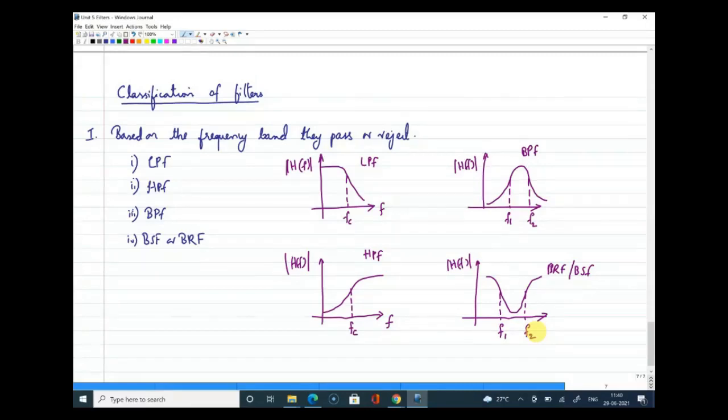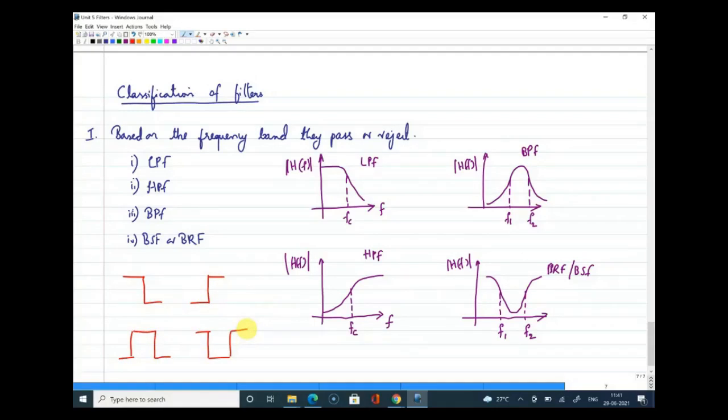So this is how we generally classify filters. But again, as we discussed yesterday, the ideal response we expect for all these, I'll quickly draw the ideal response also. For a low pass, the ideal response is something like this, a brick wall response. For a high pass, it is like this. And for a band pass, it is like this. And for a band stop, it is like this.